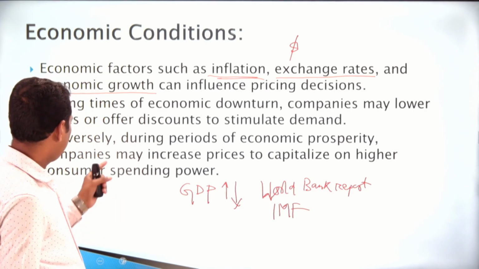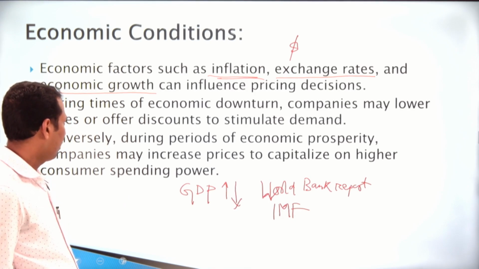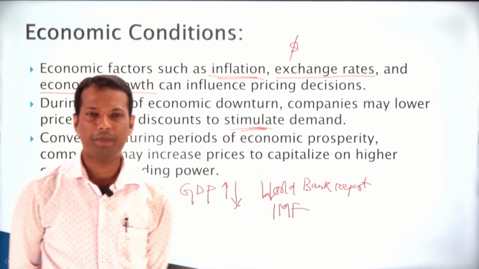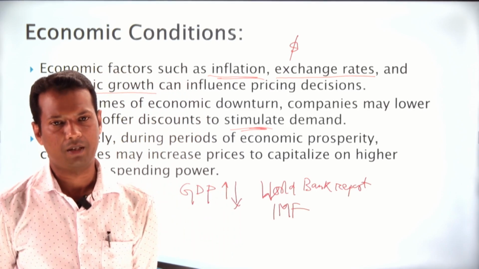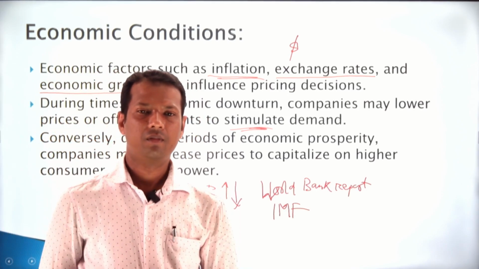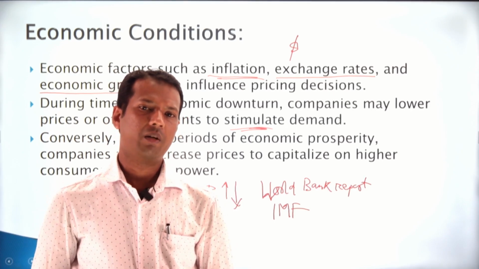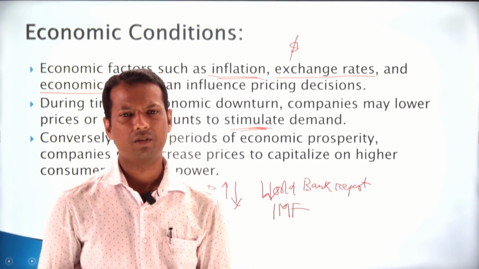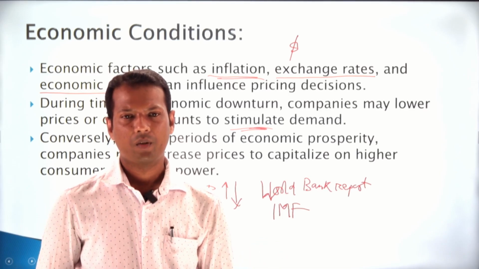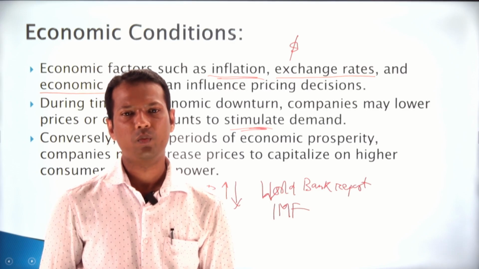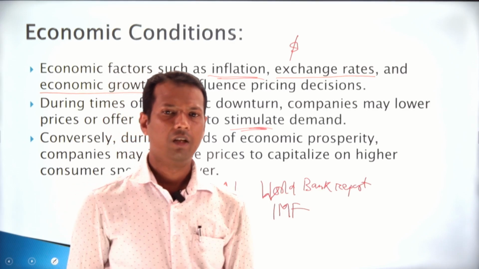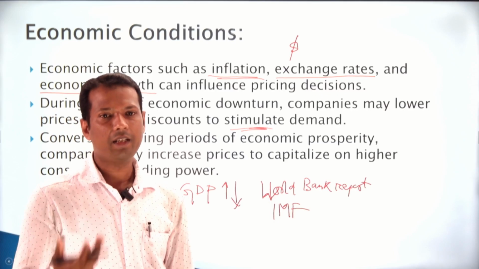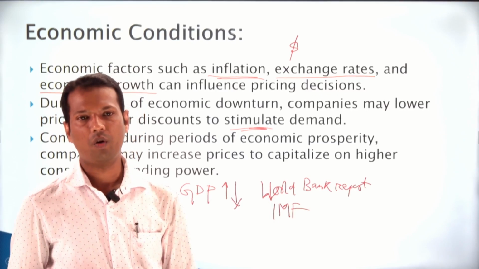During times of economic downturn, companies may lower prices or offer discounts to stimulate demand. Definitely if the price goes up, we are not going to buy those products. But if the price comes down, maybe buy one get one free or buy two get one free, whatever the pricing strategy, then you may think twice that maybe I should purchase those products. Once the price goes up, the demand comes down, so to stimulate demand they have to lower prices or offer discounts.